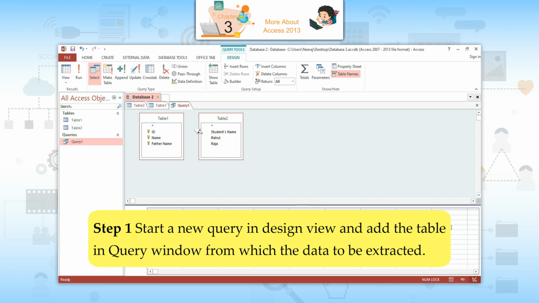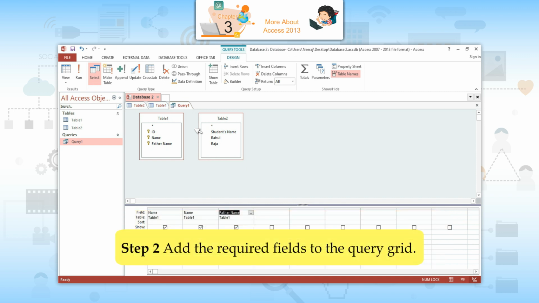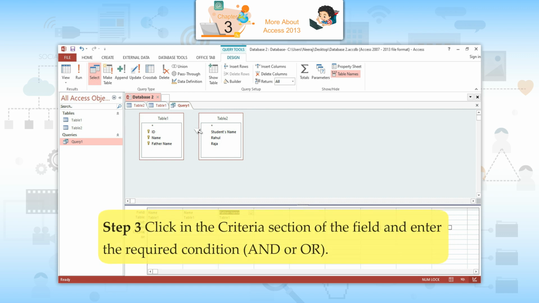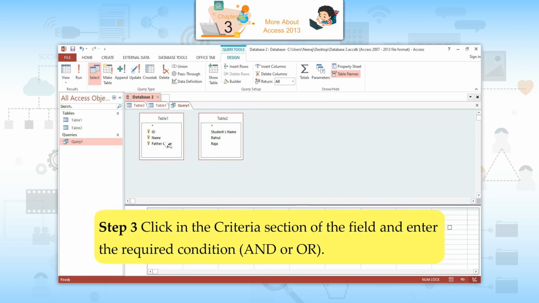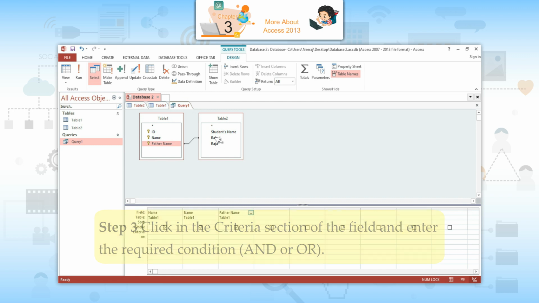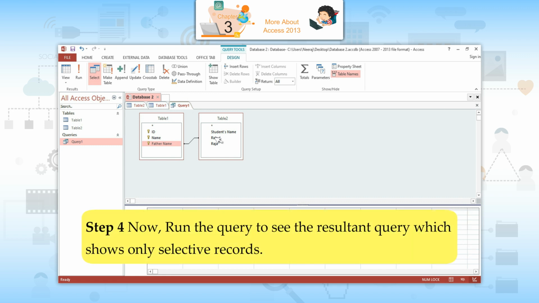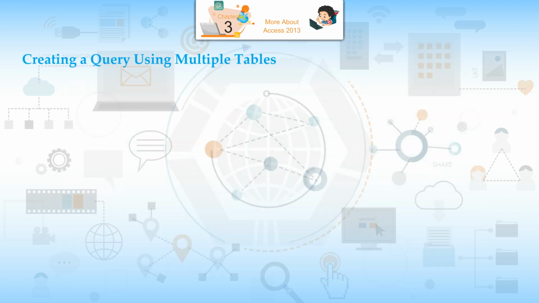Start a new query in Design View and add the table in the Query window from which the data needs to be extracted. Step 2. Add the required fields to the query grid. Step 3. Click in the Criteria section of the field and enter the required condition and/or or. Step 4. Now, run the query to see the resultant query, which shows only selective records.